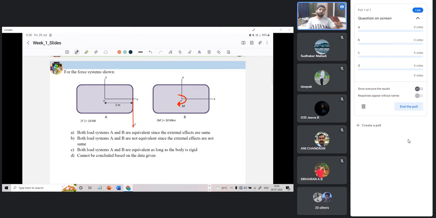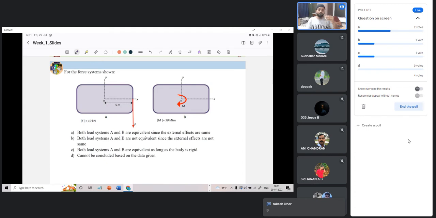For these four systems shown, there are two bodies A and B. There are two load systems A and B. One where a force is applied on the right side. The magnitude of that force is 10 kilonewton, and it is applied at a distance of 5 meter along the positive x direction from point O. Similarly, you have another load system where a couple is applied at O, and the magnitude of that couple is 50 kilonewton meter. The question is, are these two the same? Both load systems A and B are equivalent since the external effects are same.